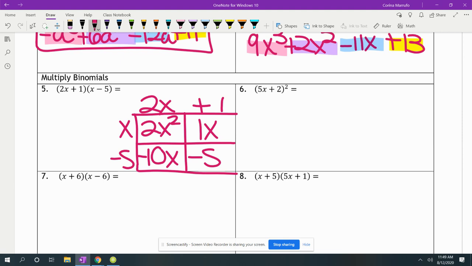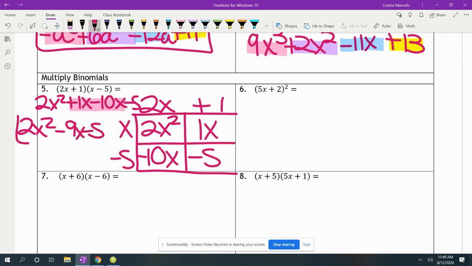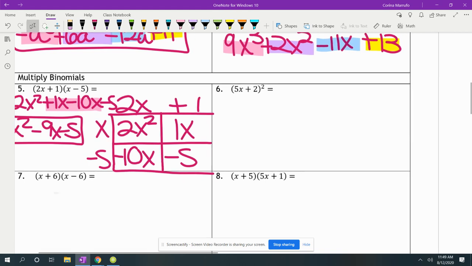So then from there, we're going to go ahead and write them out. So we have 2x squared plus 1x minus 10x minus 5. Okay, so that's what we got so far. But we do have these two are like terms, so we're going to have to combine them. That would be the simplified version. We have to combine them. So 1x minus 10x gives us negative 9x minus 5. Okay, so let's go ahead and try the next one.